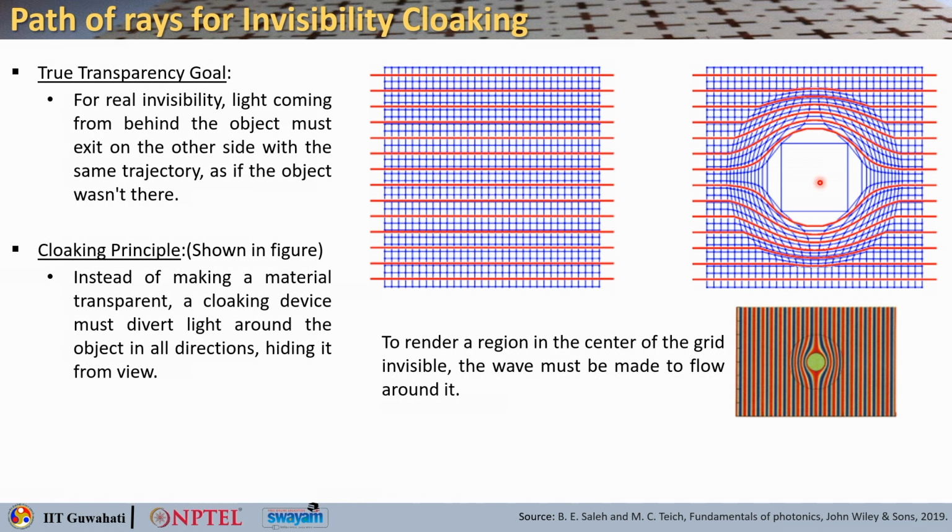So, instead of making a material that makes your object invisible or transparent, you are basically making a cloaking device that diverts the light rays around your object in all directions, thus it is able to hide it from view. Here also you can see a cylindrical object with a cloak, and the wavefront is completely reconstructed. There is no disturbance created by this object, and this is what we want.